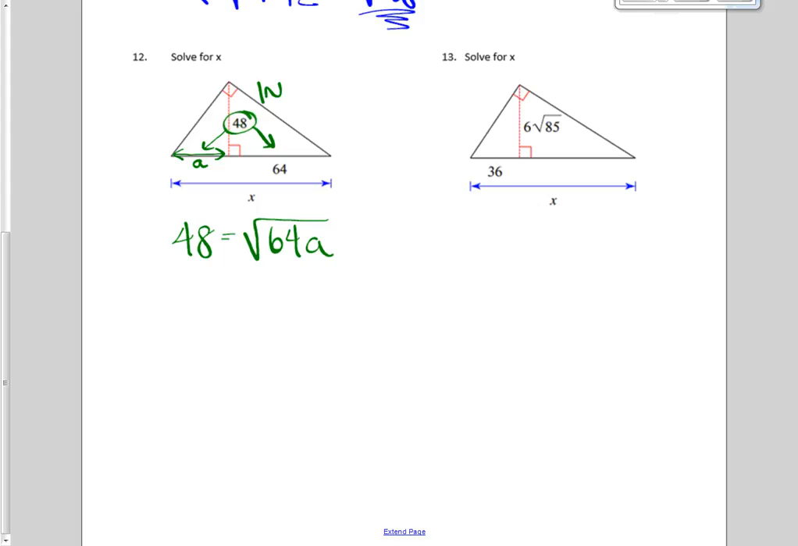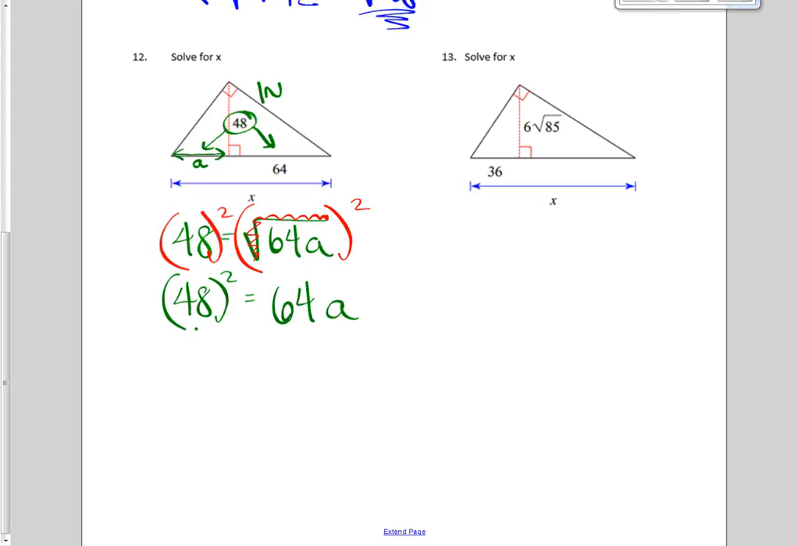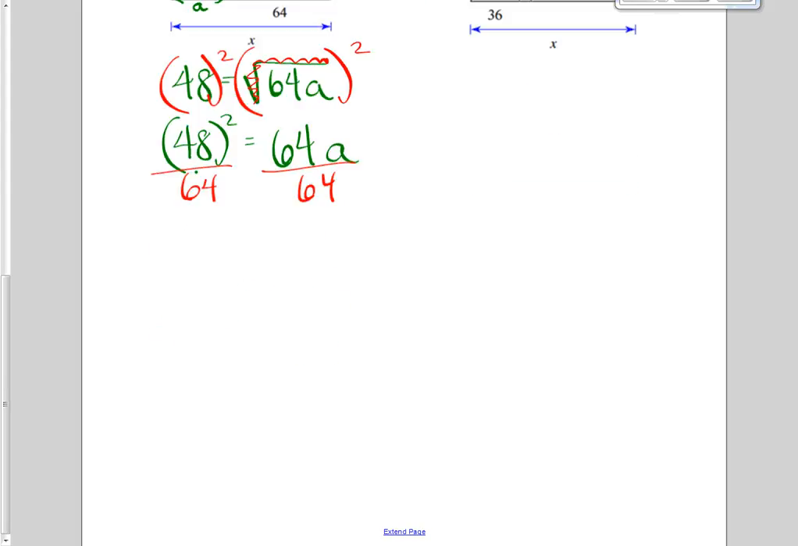And so then if I were to solve this, I would square both sides. The purpose of that is to get rid of this. And so when I do that, I've got over here 48 squared is equal to just a regular 64A, no more radical on top of there. And then I would divide both sides by 64. And so now, if I put 48 squared divided by 64 in my calculator, that would give me A, and it comes out to be 36.